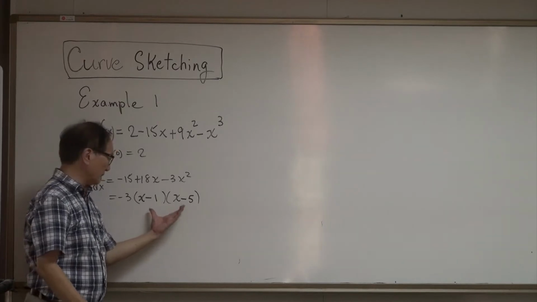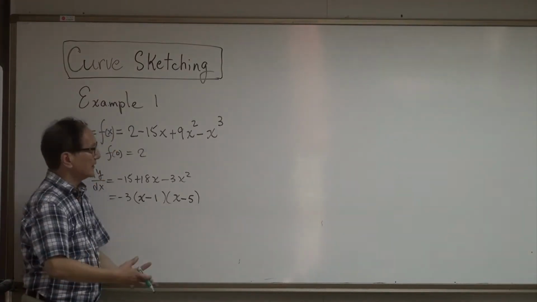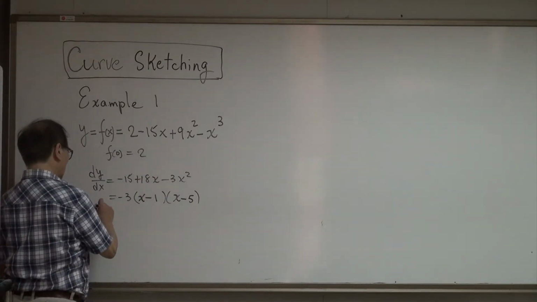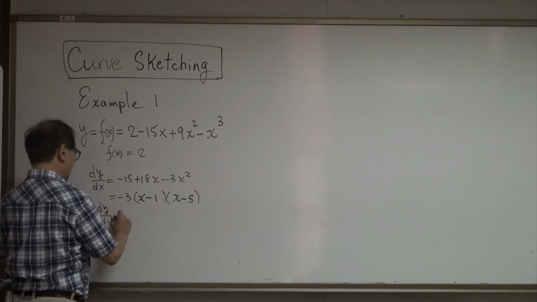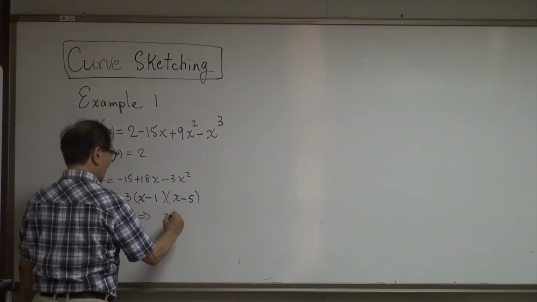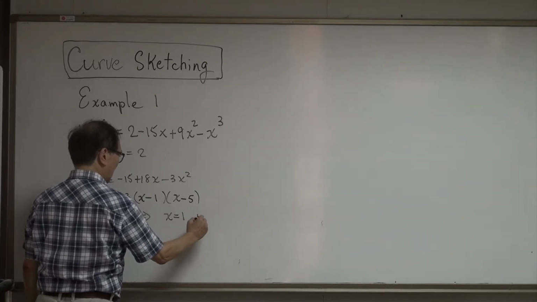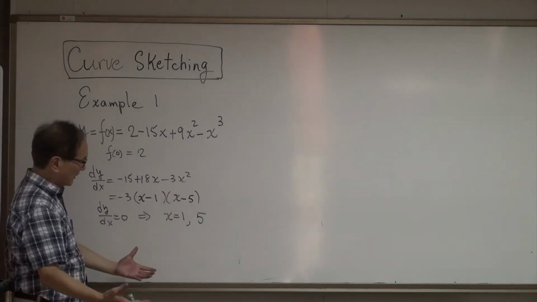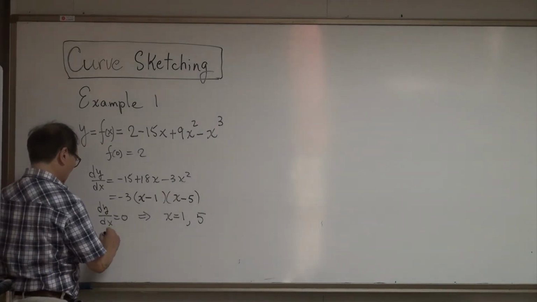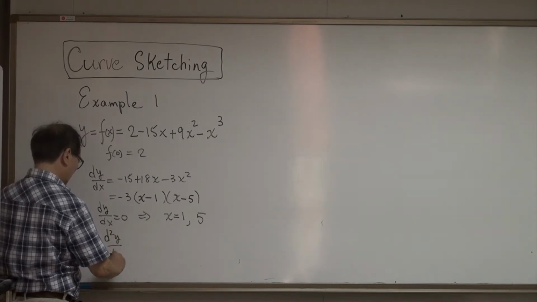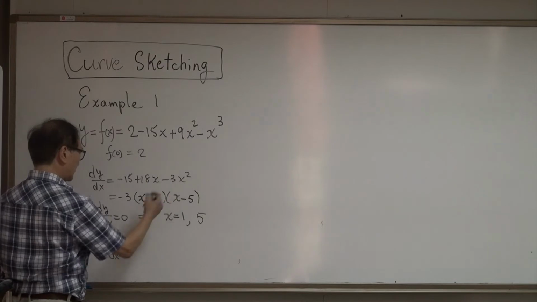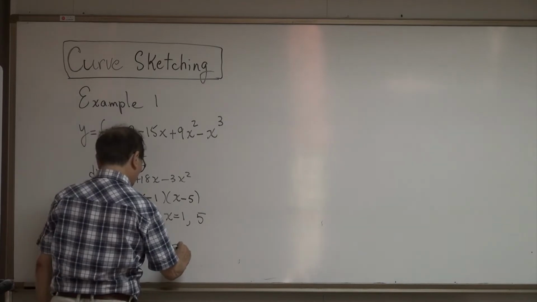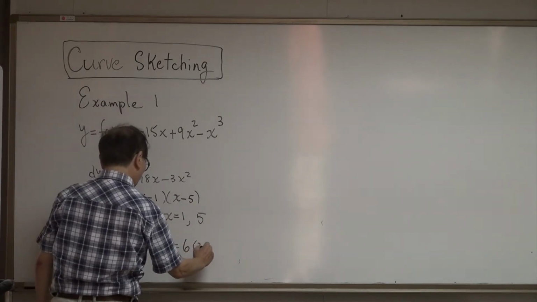So the reason we put them in factored form is because we want to find the critical points. So dy/dx equal to 0 will give you x equal to 1 and x equal to 5. So these are critical points. It may be a maximum, maybe a minimum. And then we're looking for the second derivative. This is equal to 18 minus 6x, right? Which is equal to 6 times (3 minus x).